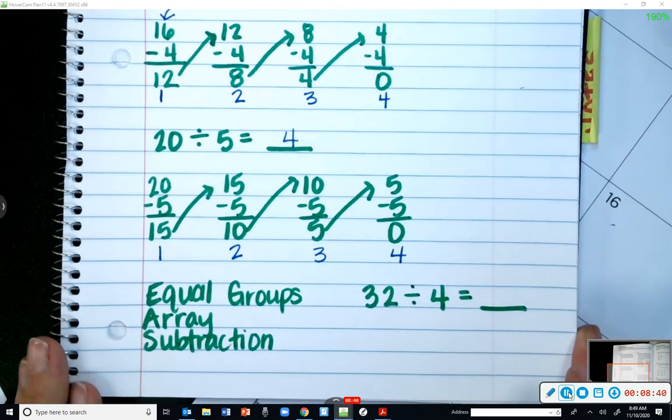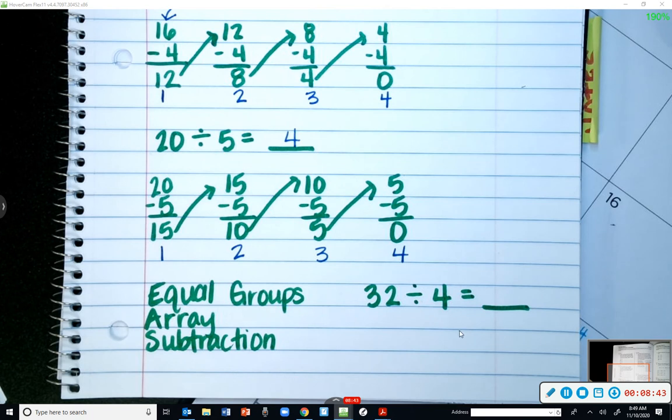Okay, and there's your problem. Equal groups, array, and subtraction. I'm going to be coming around the room and watching you to see what you remember from yesterday.